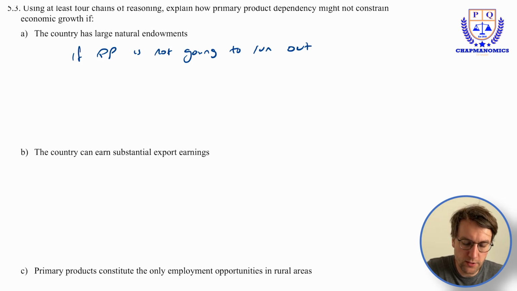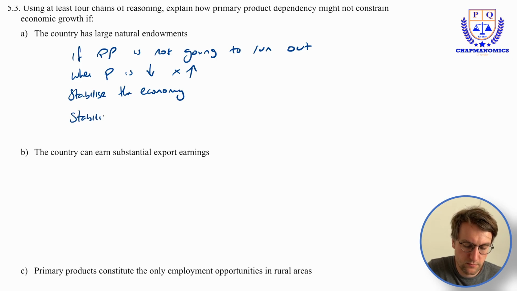So if your primary product's not going to run out, then when price is low, you can just simply export more and make more money. And therefore, as a result, you can kind of stabilize the economy and potentially stabilize growth as a result.